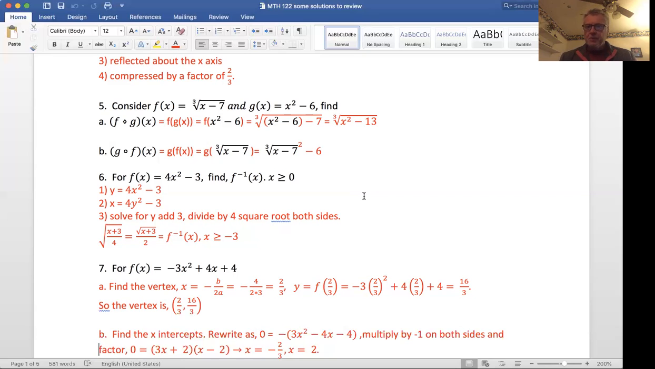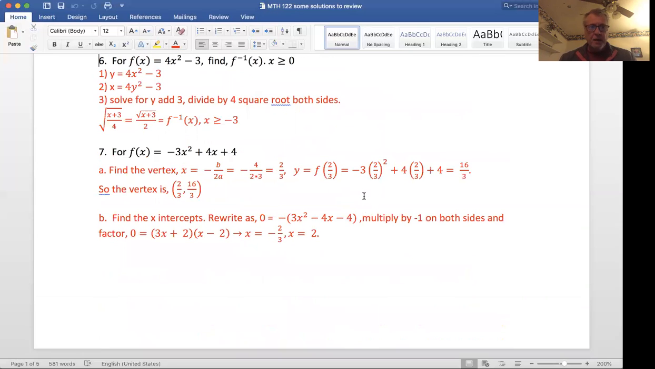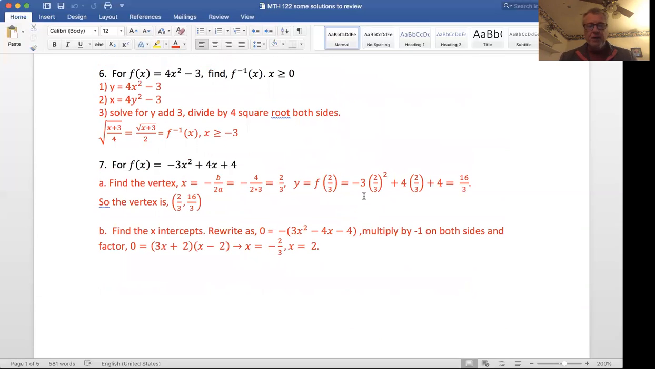So that's our final answer. For 6, f of x is equal to 4x squared minus 3. Whoops, went a little too far there. Sorry about that. And so find f inverse of x.